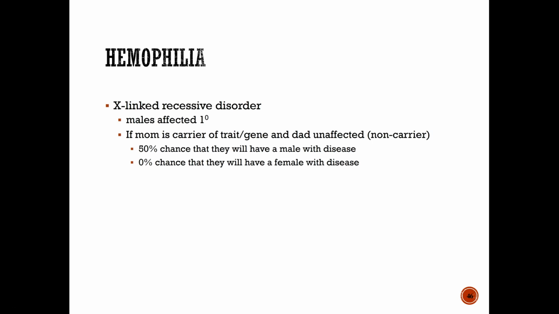So if the mom is the carrier of the trait or gene and the dad is unaffected or the non-carrier, there is a 50% chance that they will have a male with the disease and a 0% chance that they will have a female with the disease. I have a friend that I used to work with at the health department who had 2 sons, and both of them had hemophilia, and none of the women in her family had hemophilia.